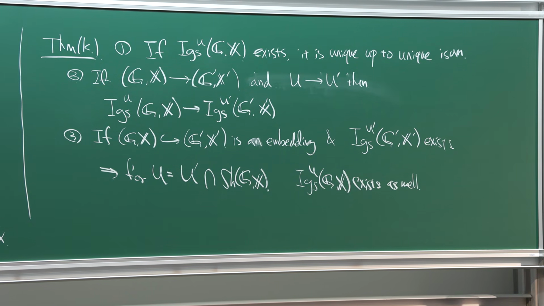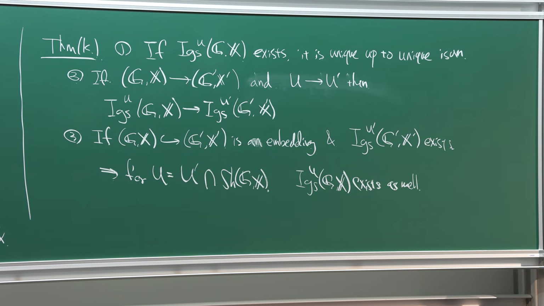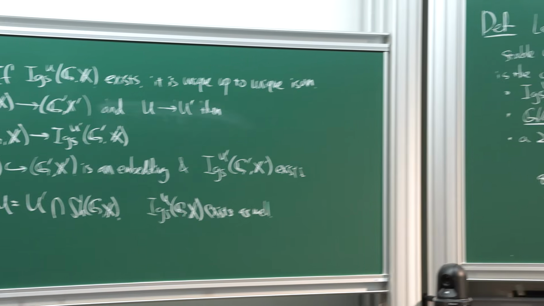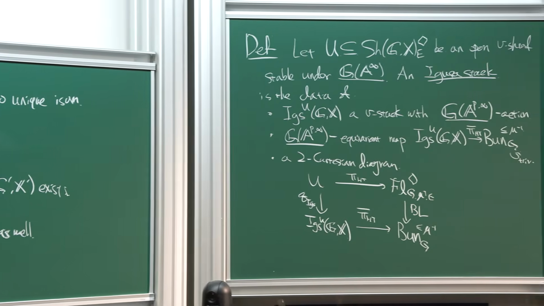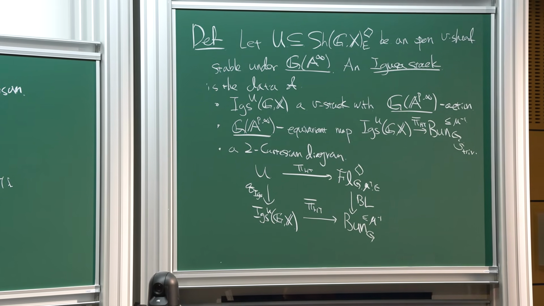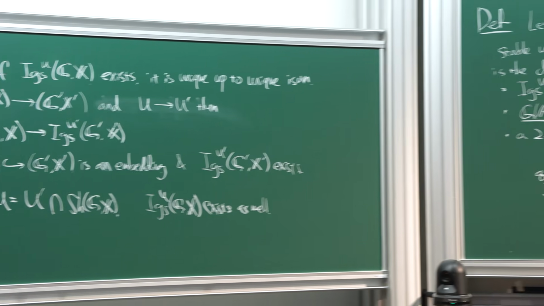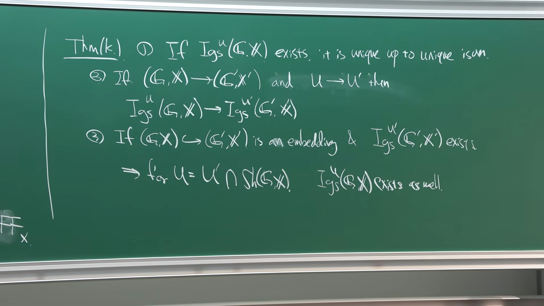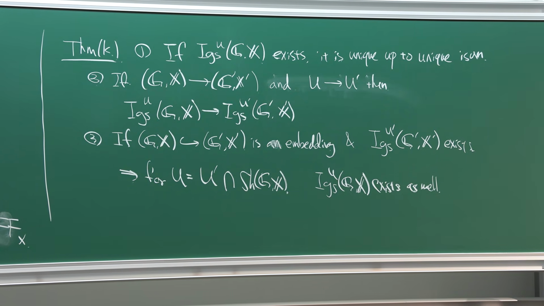So one thing I want to say is that I've never used integral structures. So this is something that still makes sense for exceptional Shimura varieties. And this kind of functoriality or uniqueness doesn't use any integral structure. It only uses a rational one.